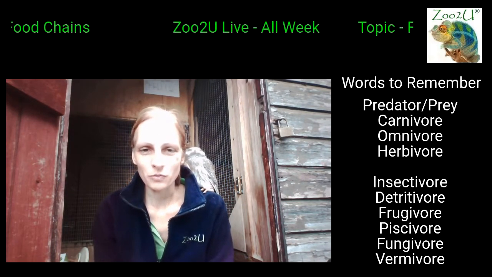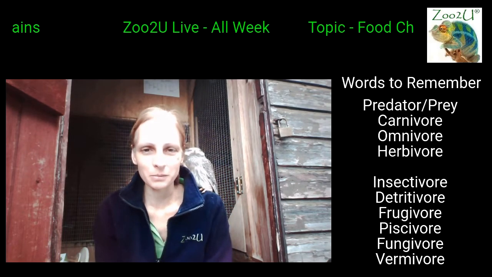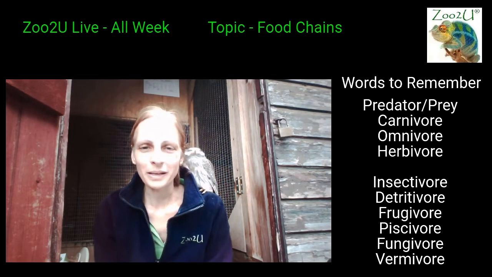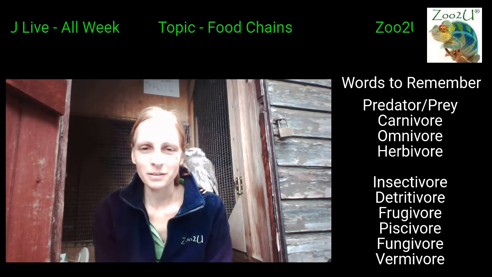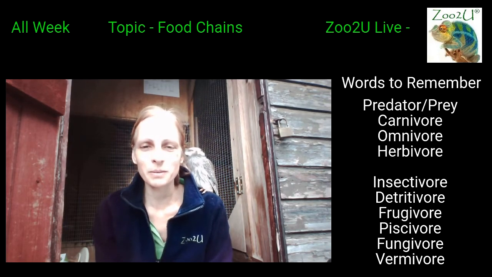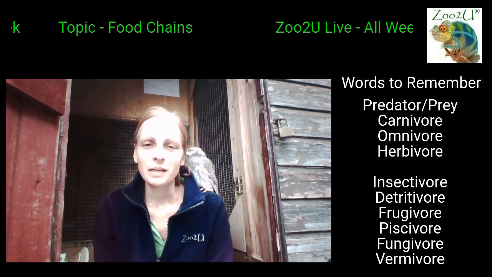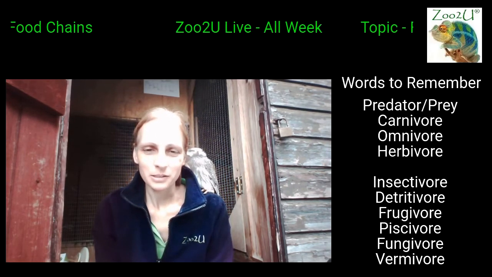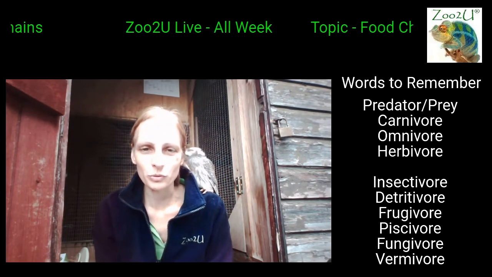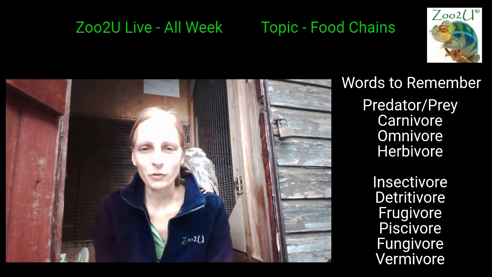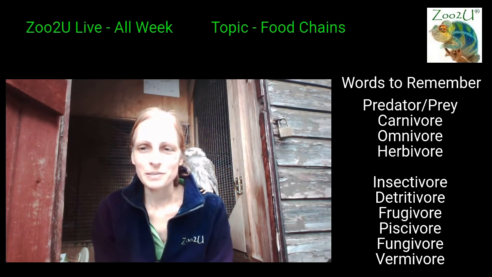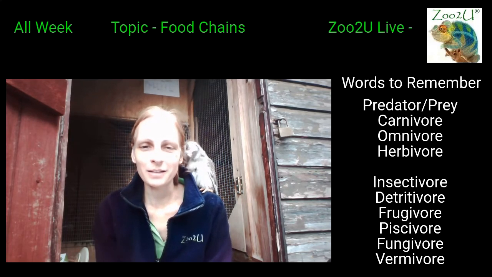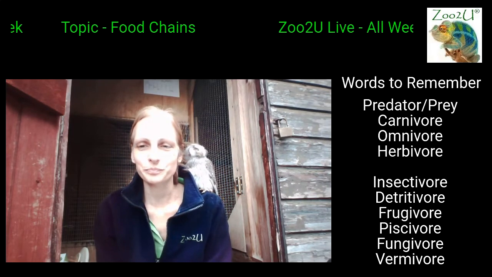So the first one is obviously the predator and the prey. Now, a predator is an animal that eats other animals. And a prey animal may well eat other animals, but it is also eaten itself by another animal. So it becomes a prey species. We have carnivores. And carnivores only eat meat. They don't eat anything else. We have omnivores, and just like ourselves, omnivores eat meat and plants. And we have herbivores, which are basically the vegetarians of the animal world. So they don't eat any meat at all.